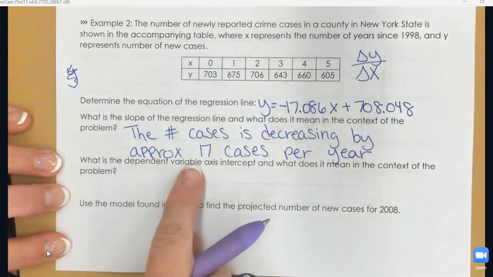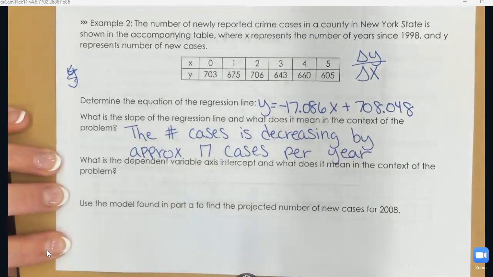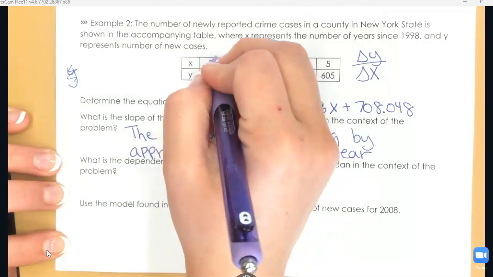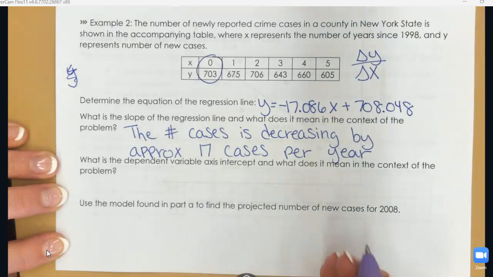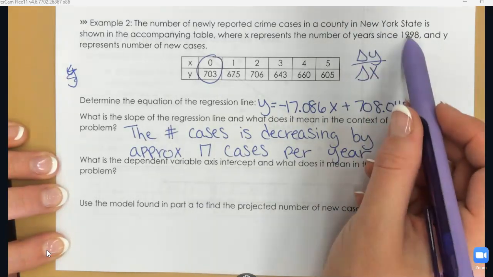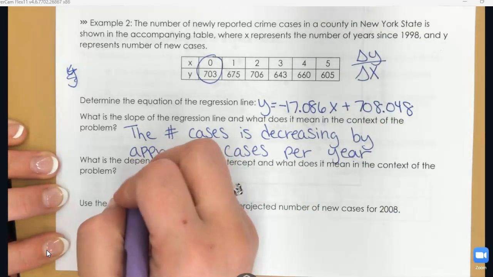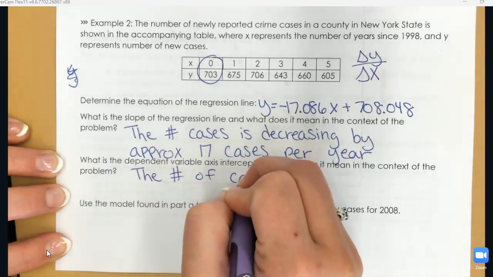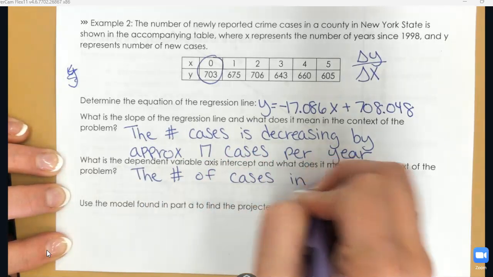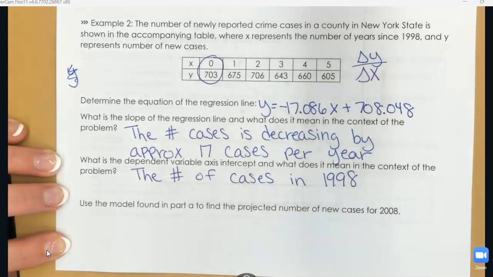So what does, again, the dependent variable axis-intercept, that just means your y-intercept, what does it mean? Well, when x is 0, whatever the y is, that's saying when x is 0, time is 0. If it's years since 1998, that means we're still in 1998. So that is going to be the number of cases that were reported in 1998.